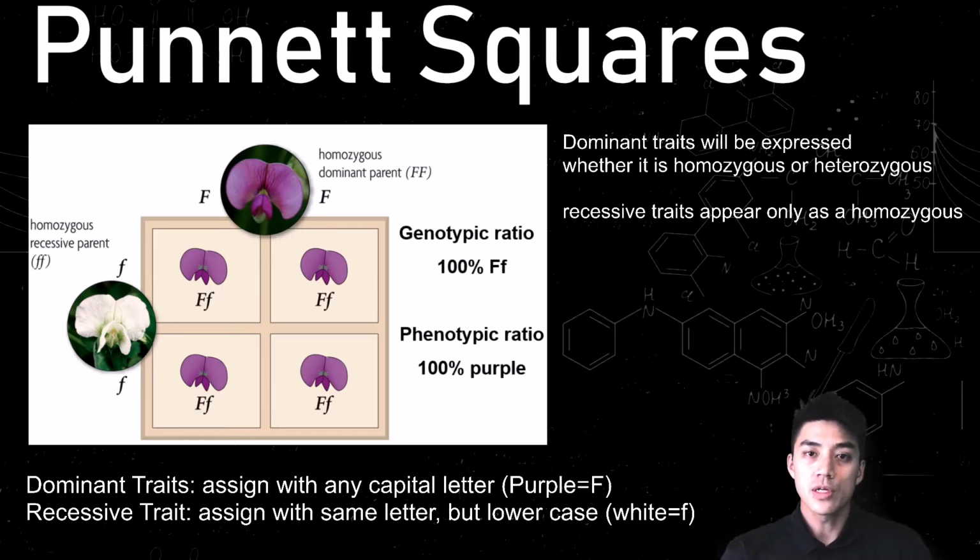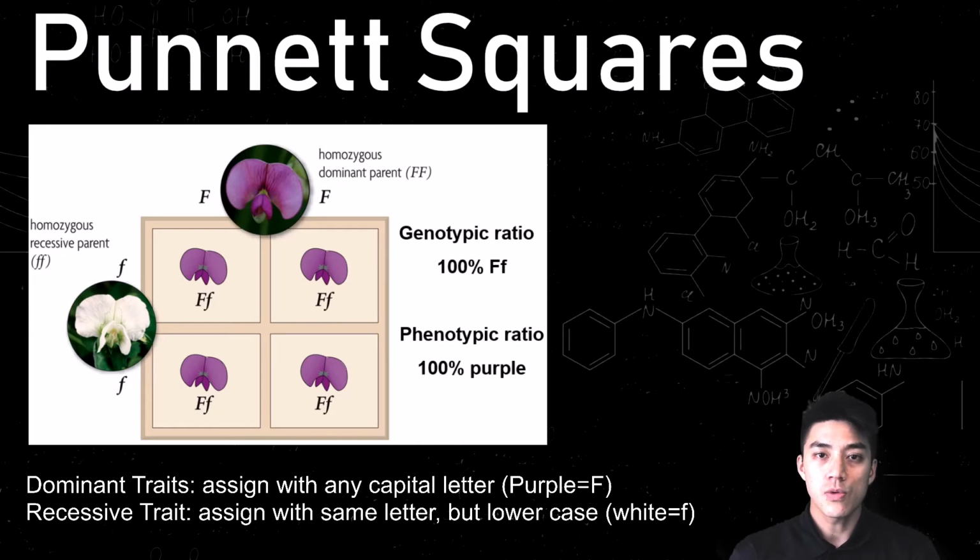So long as the organism has at least 1 copy of the dominant allele, the dominant trait will be expressed, whether that organism is homozygous or heterozygous for that trait or that gene. On the other hand, recessive traits, or the rare trait, will only appear if the organism is homozygous for those alleles. That organism will need 2 copies of the recessive allele for that trait to be expressed.